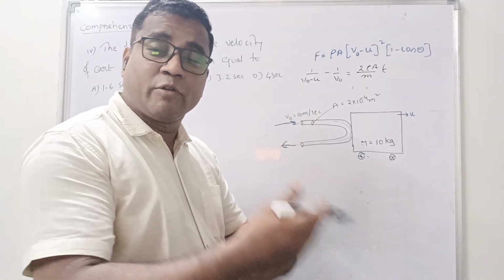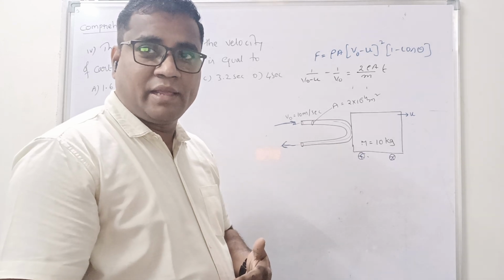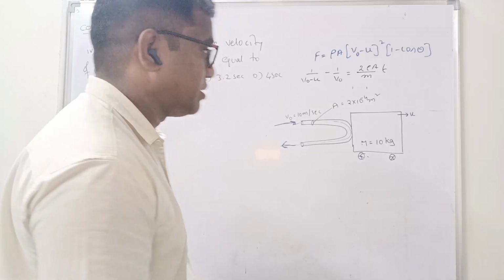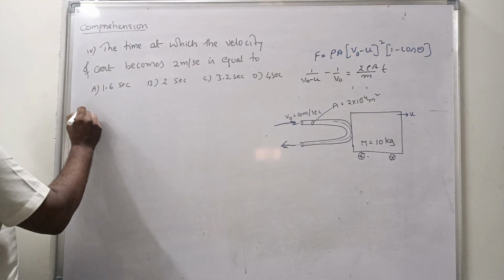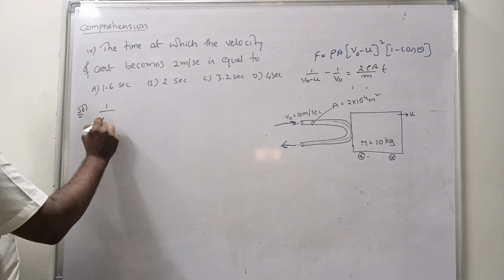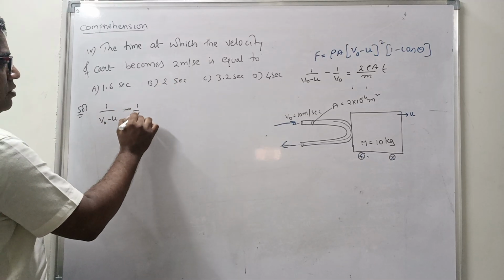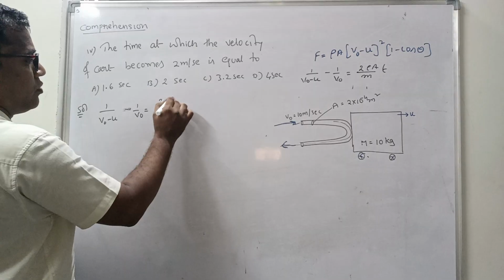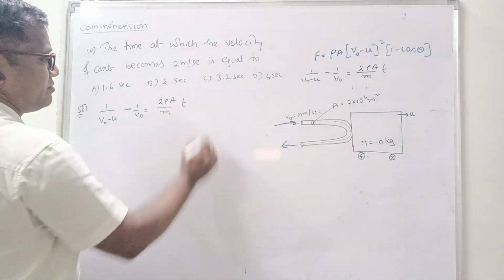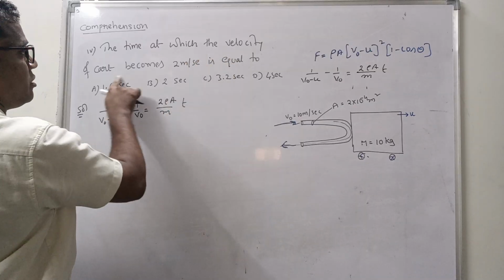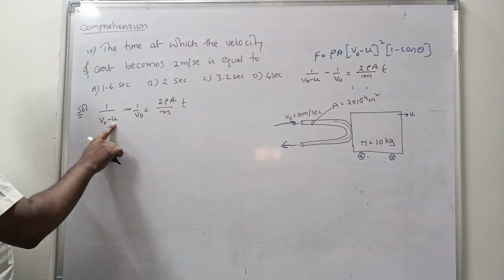Again, this question also we have to integrate. Clear? No need, directly we will hold this one. With this one, we will try to solve the question. So here, 1 by (V naught minus U) minus 1 by V naught is equal to 2 rho A by M into T. He's asking the time. So velocity is how much? 2 meters per second. That means U is equal to the given 2.